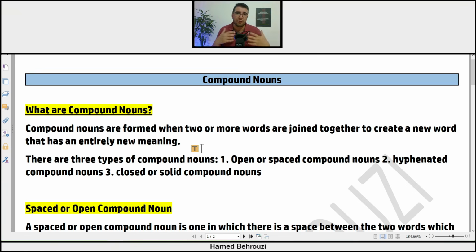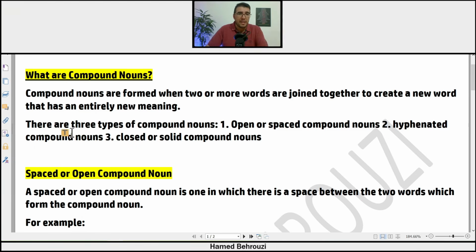When you join two parts of speech, it's not always a noun. We will see there are different types of them. When you join two words together to form one, like one entity that mentions in the real world one single thing, that's a compound noun. Okay, look at this one. There are three types of compound nouns.